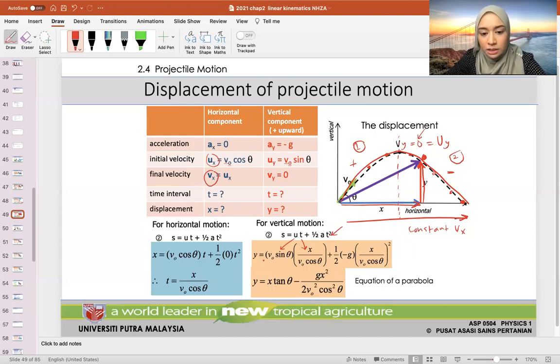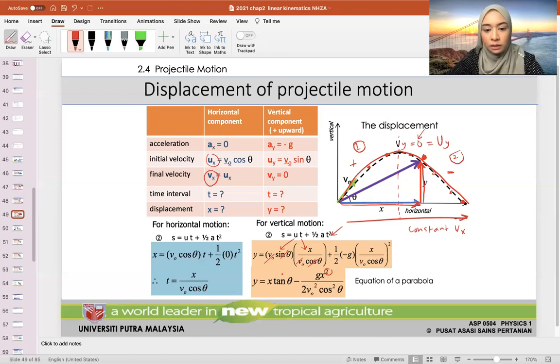Okay, so rearranging this equation, dia dah multiply and dia nak rearrange. So you have the negative component here and you have sine and cosine gives you a tangent theta, that's it. And then this cancels out. This gives you a tangent and you're left with x tangent minus gx squared over 2 v naught squared cosine squared. You know the drill lah. Diorang dah multiply everything and you get this equation. And this looks like a quadratic equation.